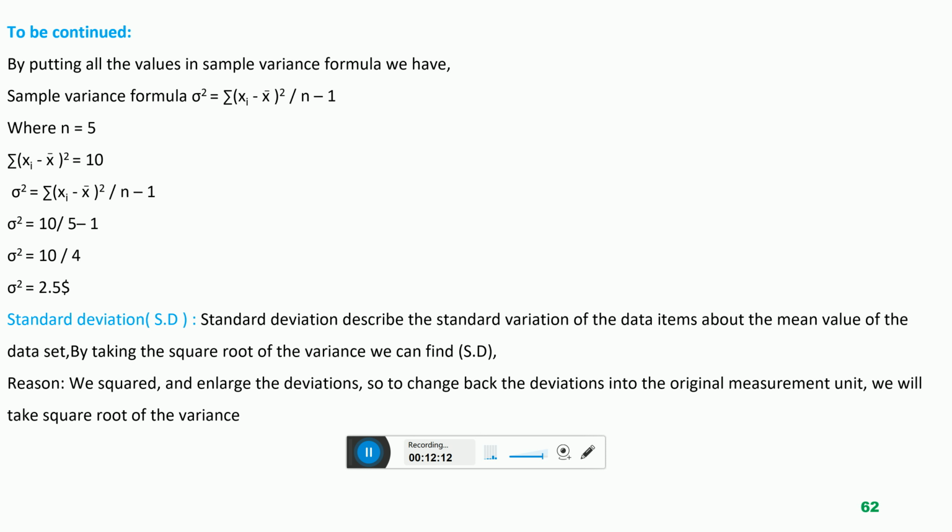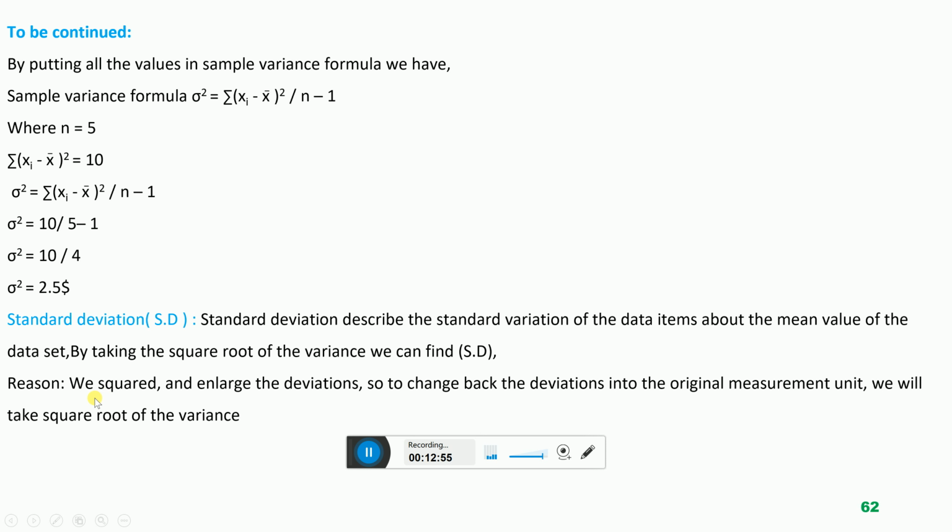So if we want to change the large variances back to the small variances, we have to take the square root of the variance, because I enlarged the variances. I squared the deviations and made them large. Now I am converting them back to the original measurement unit. So I will just take the square root. To eliminate the square, I am taking the square root. So standard deviation describes the deviation of the data items about the mean value of the data set, and we can change the variance to the standard deviation simply by taking the square root of the variance.